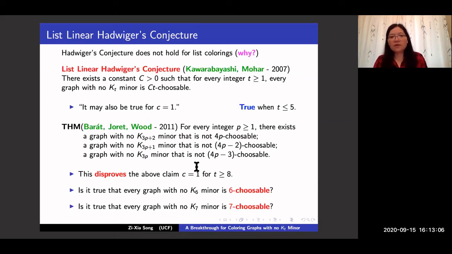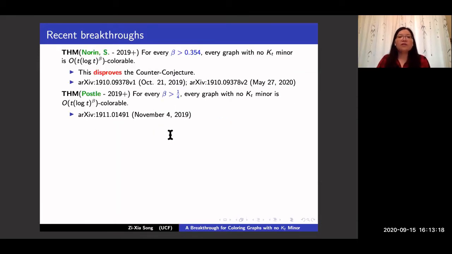I think I may have listed all possible conjectures related to Hadwiger's conjecture except Wood's one. Now, last year when I visited Sergey, when I walked into his office, he put on the blackboard, he said, let's prove every graph with no K_t minor is little o of t root log t colorable. I was like, I don't know if I can solve this one.